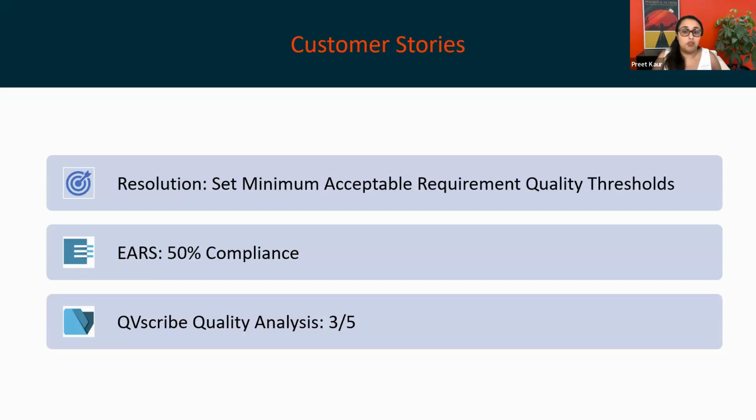and minimum QVscribe score of any document being submitted for review, again, to be 3 out of 5. They basically checked how far they were with EARS compliance and scores, like mentioning the requirement quality, and based on that, they set these benchmarks that they would like their team to aim for and achieve before submitting for review.